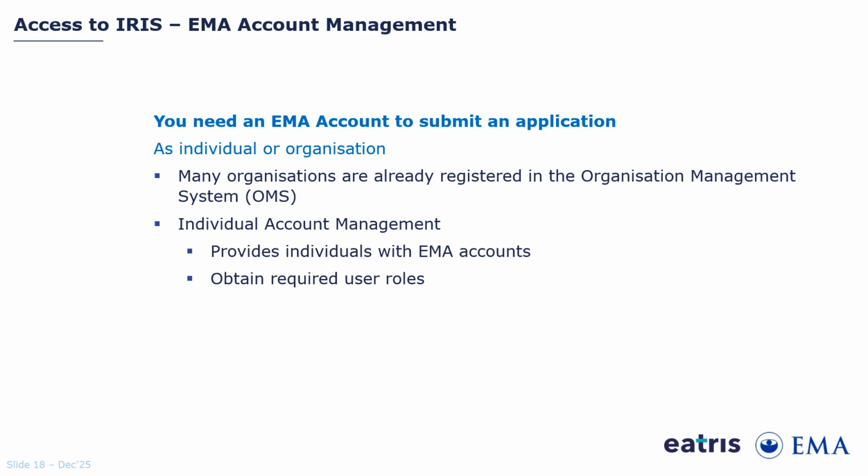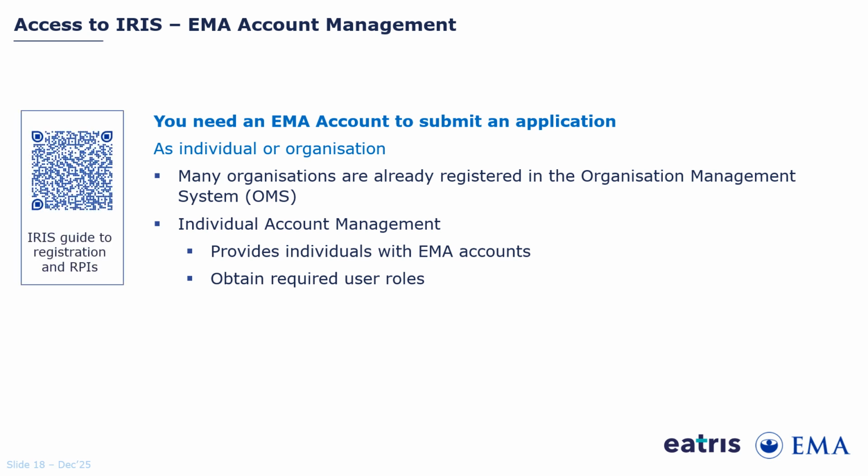Even if you have been granted a fee reduction, you also need to have a financial account with EMA. And this may exist already with your organization. There is a step-by-step guide and a flow chart in the IRIS Guide to Registration and RPIs with which you can find out how to proceed in your particular situation.